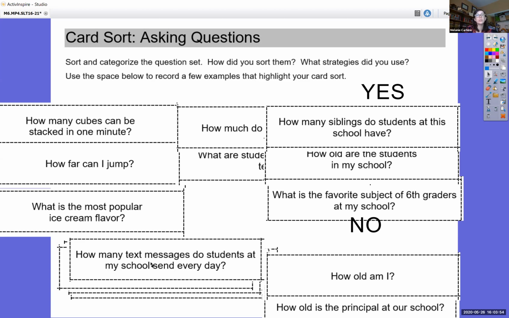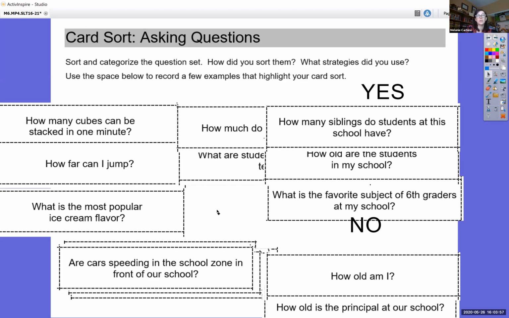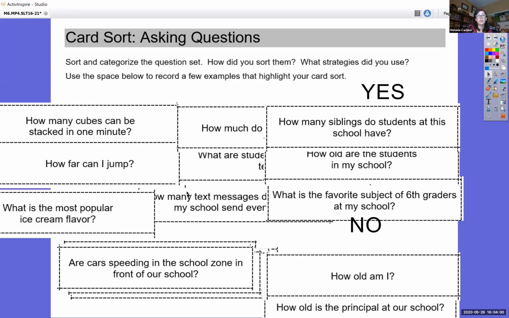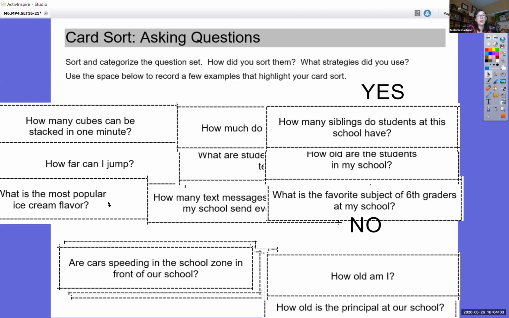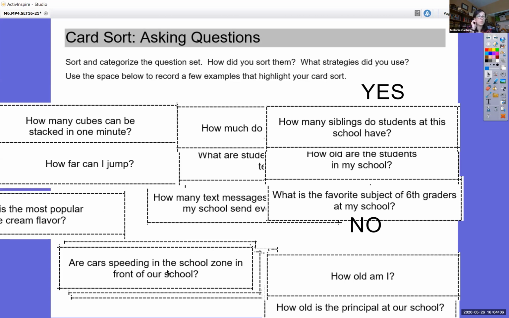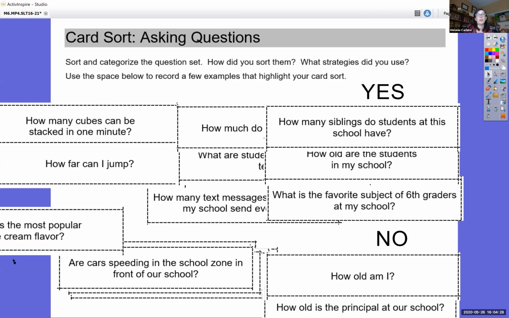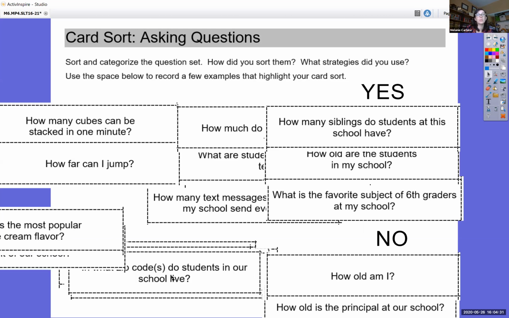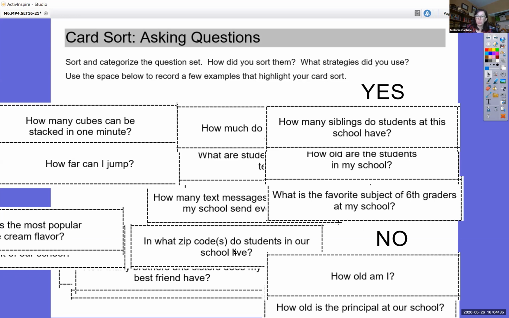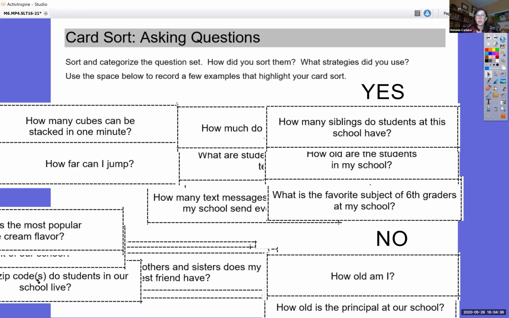How many text messages do students send every day? Is statistical, because it depends on the day. Also, you're going to get a lot of different answers. This one, are cars speeding in the school zone? It's not a statistical question. But if you ask how fast are they going in the school zone, that would be statistical because of different speeds. If it's just whether they're over 30 or not, then it's a yes or no question. What zip codes do students in your school district live in? That's also a yes or no one. You might have more than one answer, but it's probably only 1 or 2.